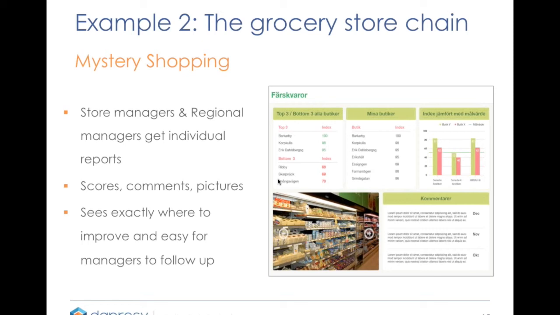They can see pictures of whether the fruit counter wasn't fresh or the entrance wasn't clean. They can very easily act on this and try to improve by next month. The regional managers can see which stores are underperforming and put some extra effort into bringing them up to speed.